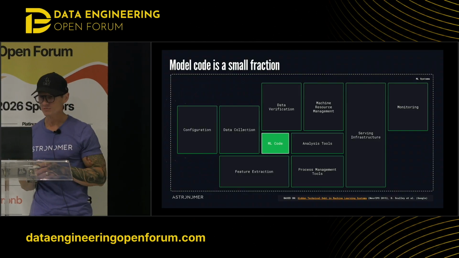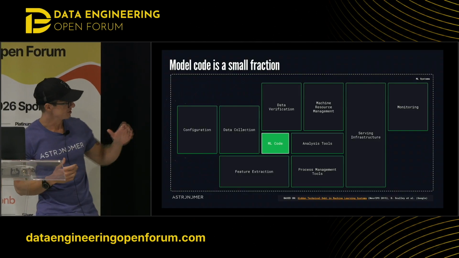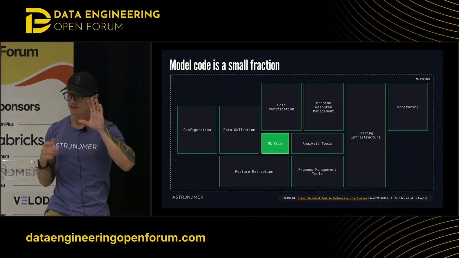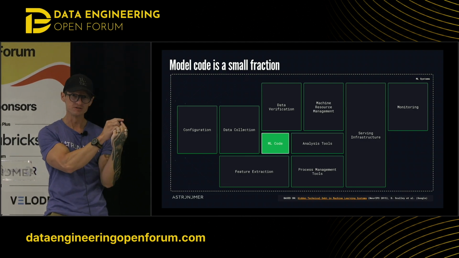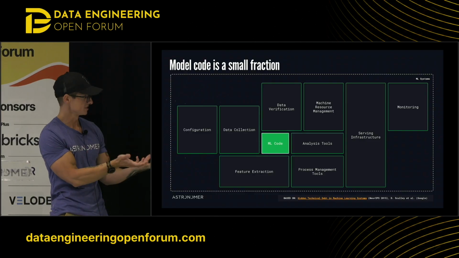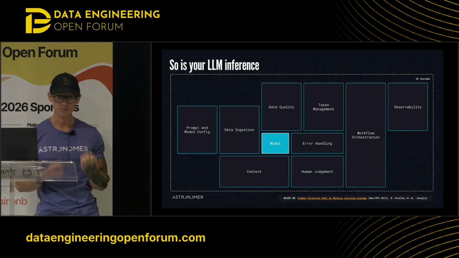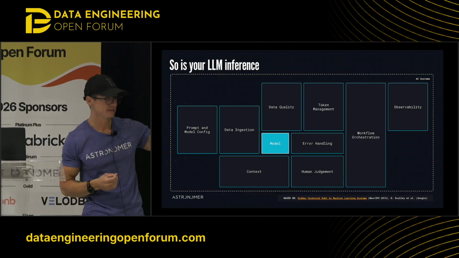But I was thinking about this picture a lot because you can also translate it to the current AI situation, because the model is just a small fraction of the whole production system. There's a lot of stuff around it. And the same is true for LLM inference. So the model in the center is just a very tiny part.